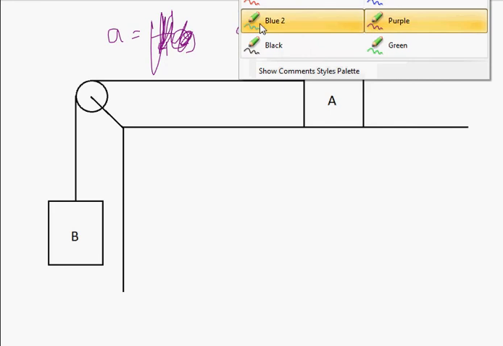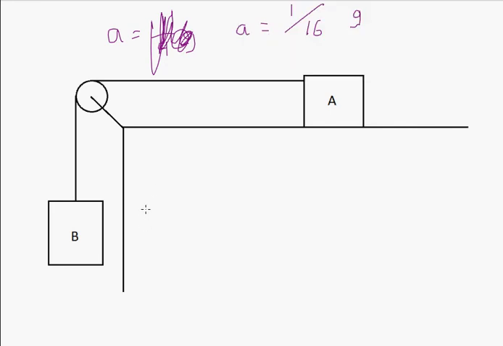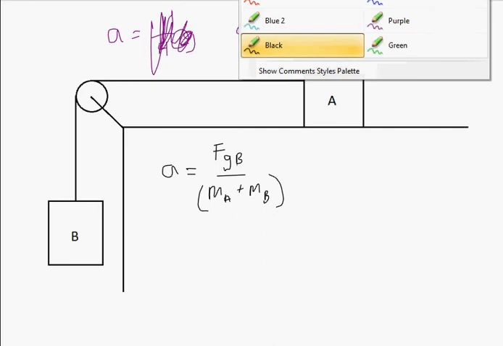So let's do it. The first thing we have to remember is our formula. And this is just for this particular pulley system, guys. We're going to get into some more different ones. Usually we're going to have to derive our own, but we're just going to stick with the same pulley setup. FGB over MA plus MB. And this should be in your notes this morning from the do now or this afternoon.